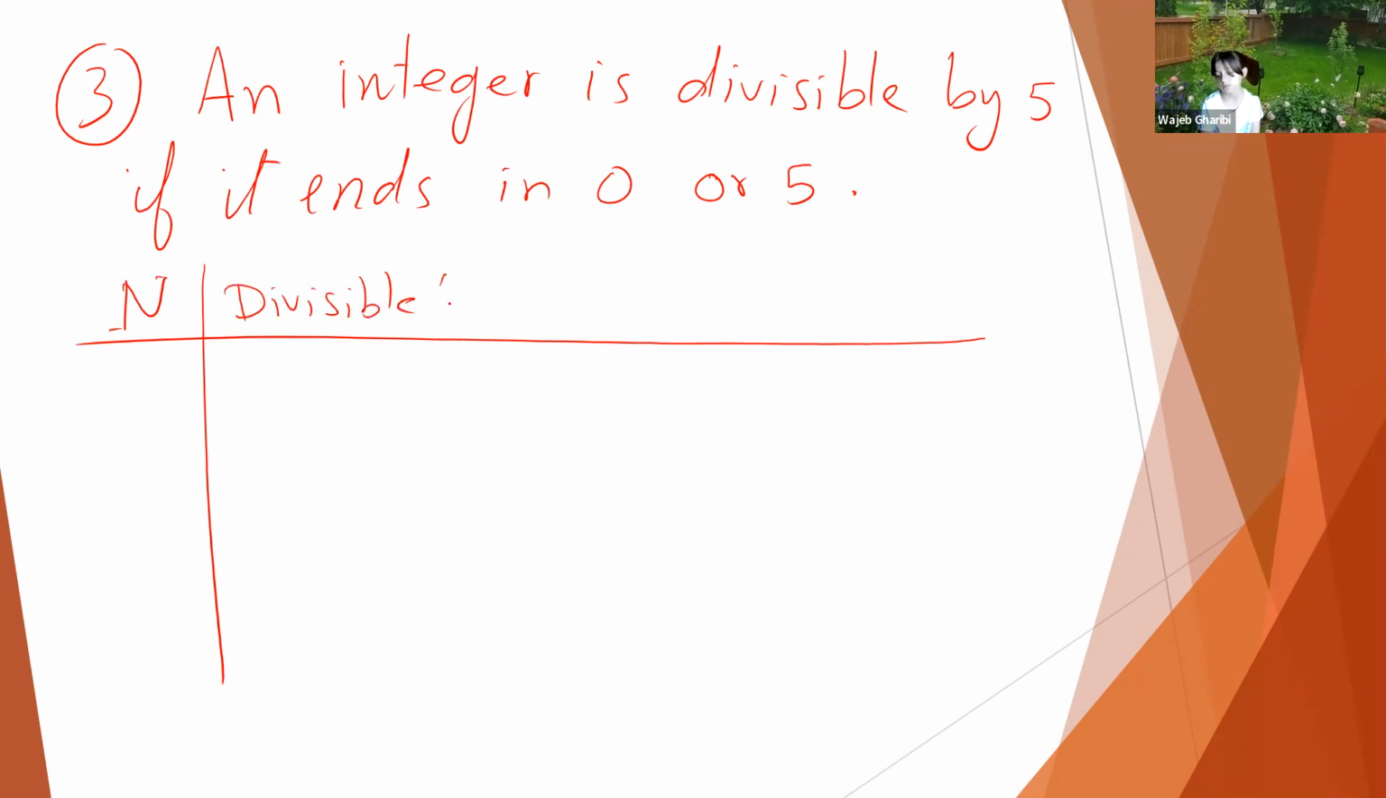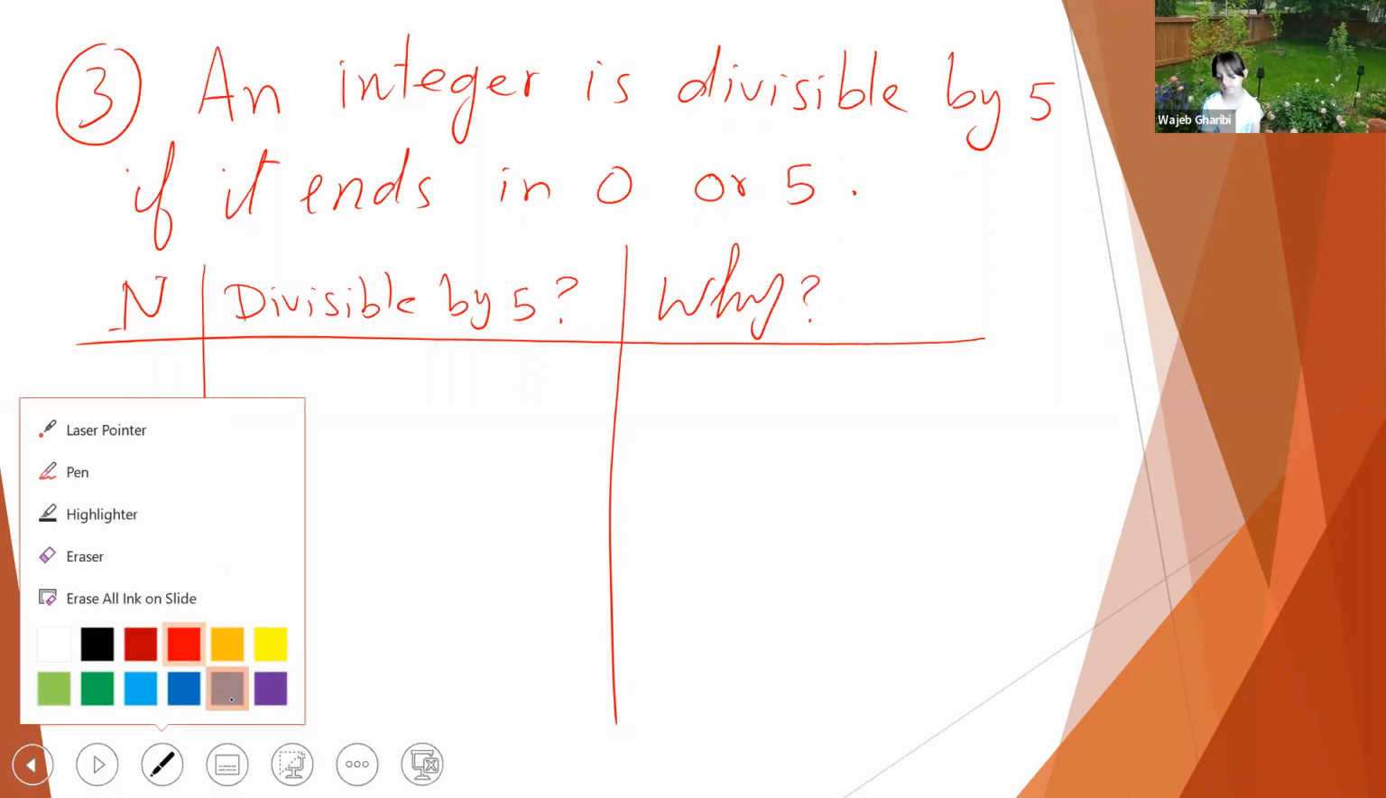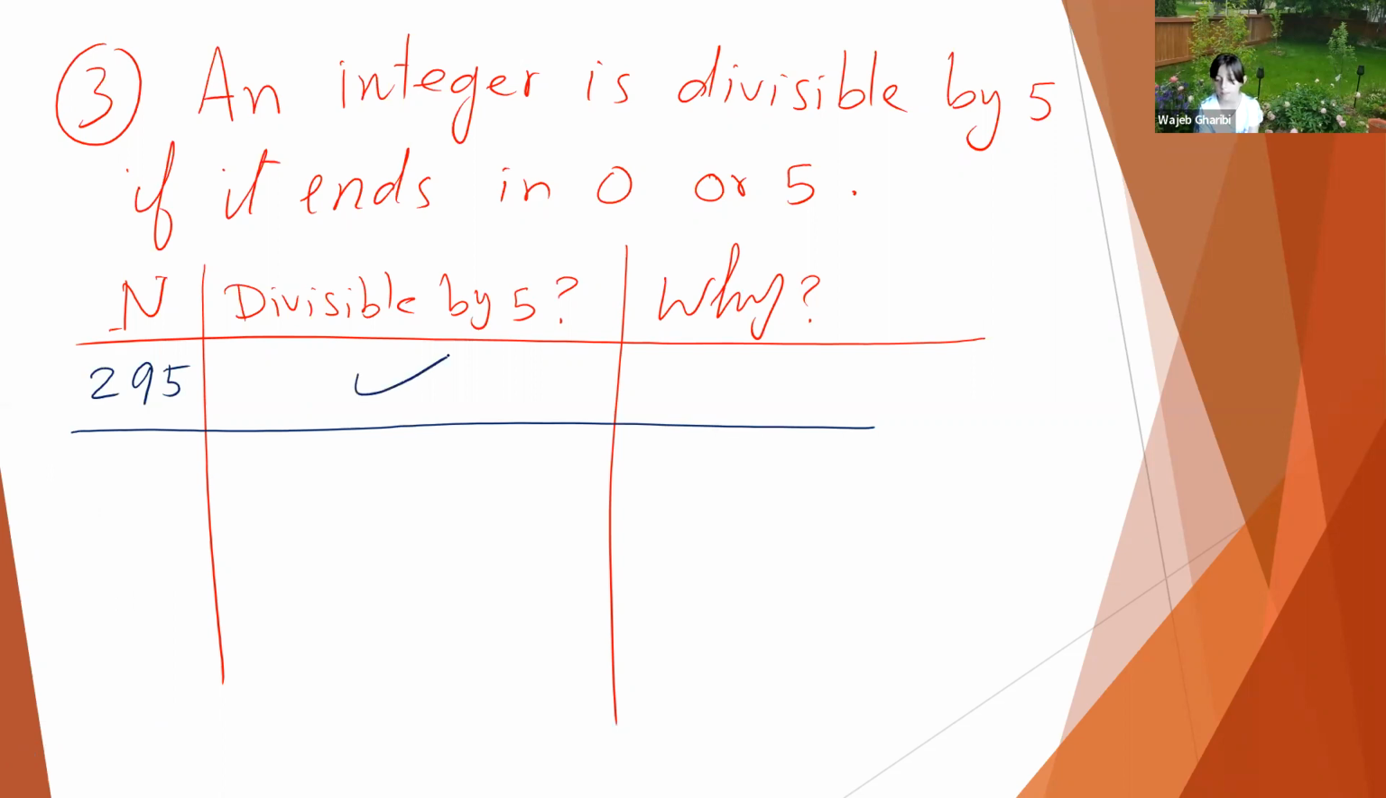Divisible by 5. Oh, good job. Yes or no, and then why? Yes. Let us have one number. 295. What do you think? Is it divisible by 5? Yes. Why, Maria? Because it ends in a 5.